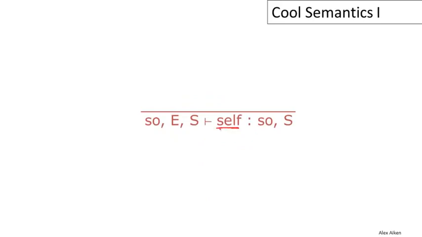The expression self just evaluates to the self object. So this is a place where we just make use of the fact that the self object is part of the environment. So that just gets copied over here as the result of the expression. And notice again that the store is unaffected by the evaluation of self.